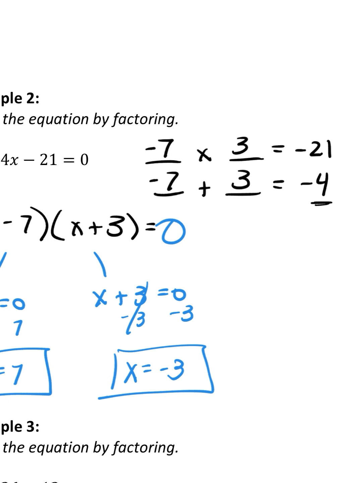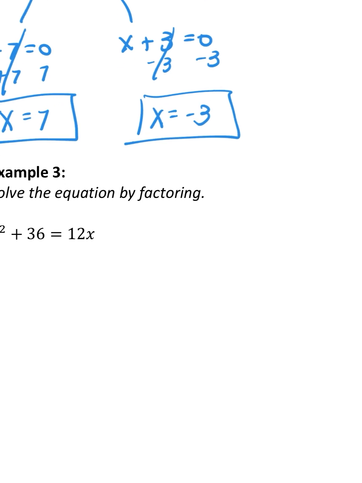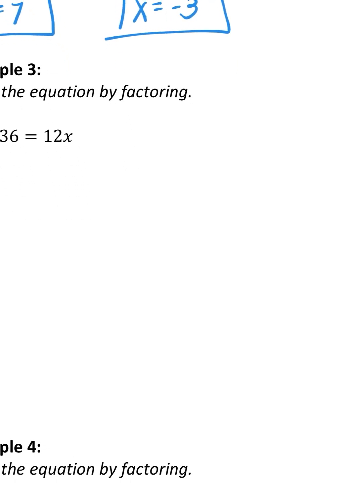One thing to keep in mind is whenever you have an equation, whatever your highest exponent is tells you how many answers you're going to get for x's, okay? And in this case, since it's x squared, 2, we have 2 answers. Okay, let's try example number 3.